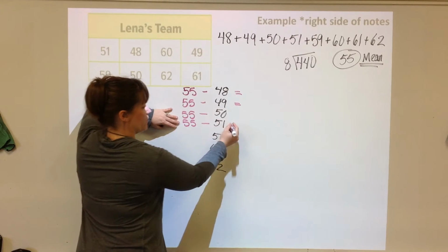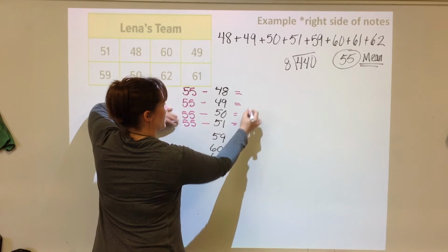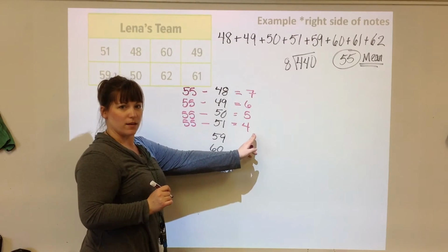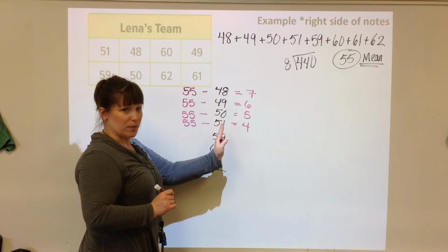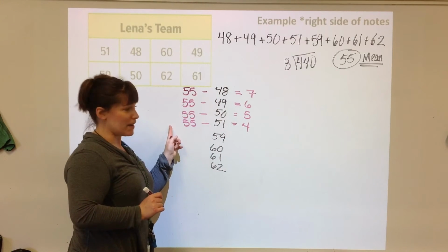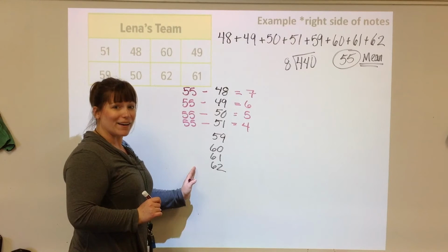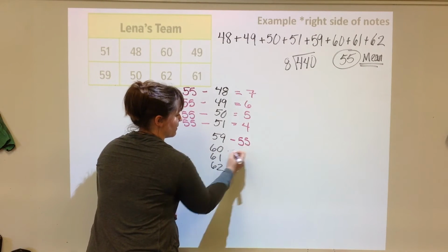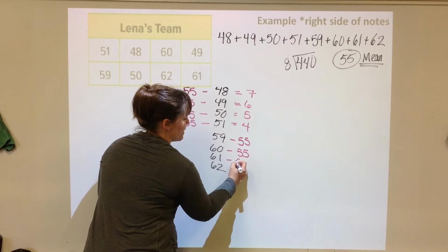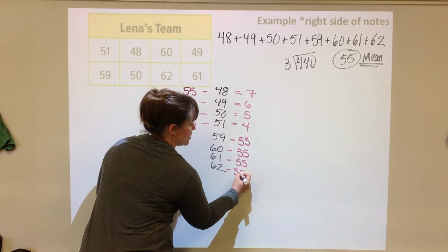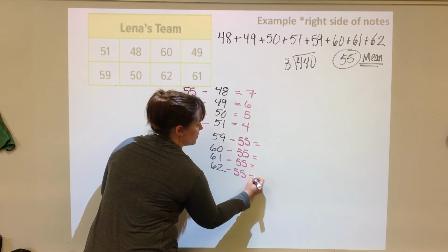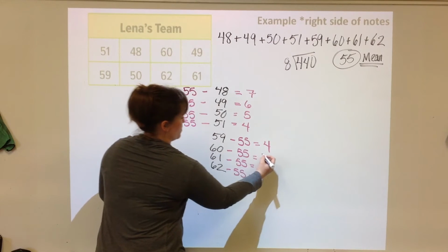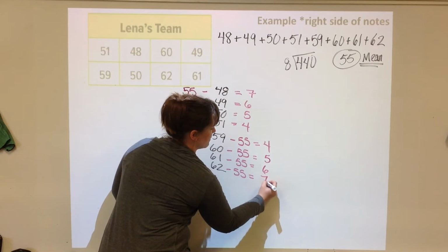55 minus 51, that's 4. We have 5, we have 6, and we have 7. So that is the distance each data point, which is black, is away from 55. For the last four, they're all higher than the mean, so we're just going to subtract on the opposite side. Subtract 55, and find the difference that each data point is away from 55. And we will have the same numbers, 4, 5, 6, and 7.